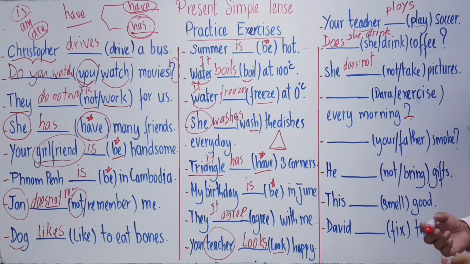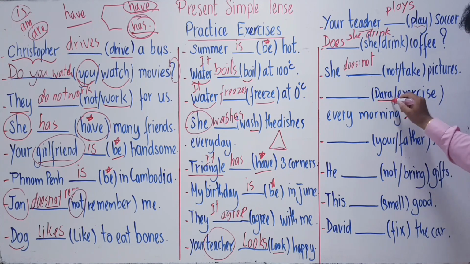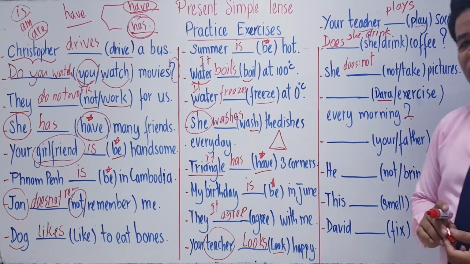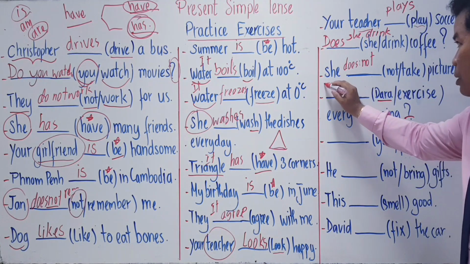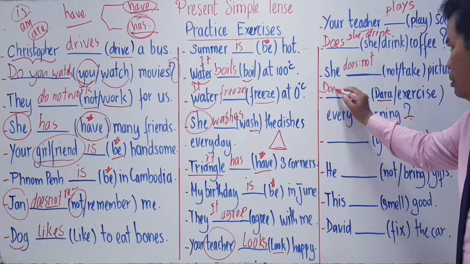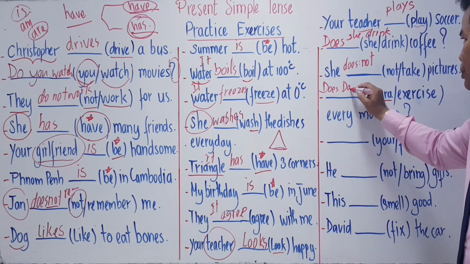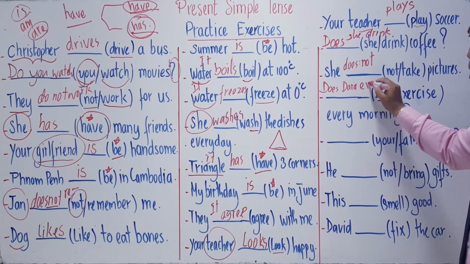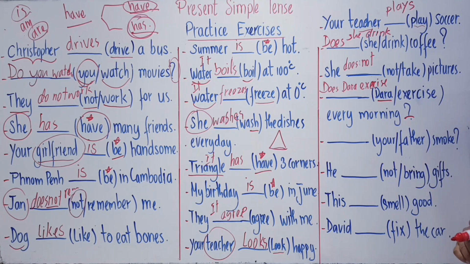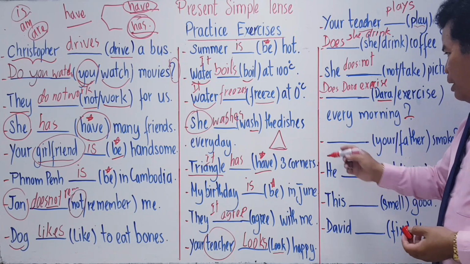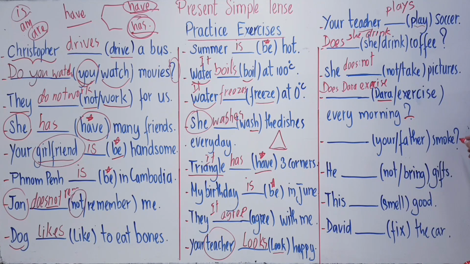So what do you use in the question? How do you see? Dara is the third person singular. Okay? So what do you say? Does Dara exercise every morning? Let's go to the other example. Look at this sentence. Question mark. So this is a question sentence. So what do you say?